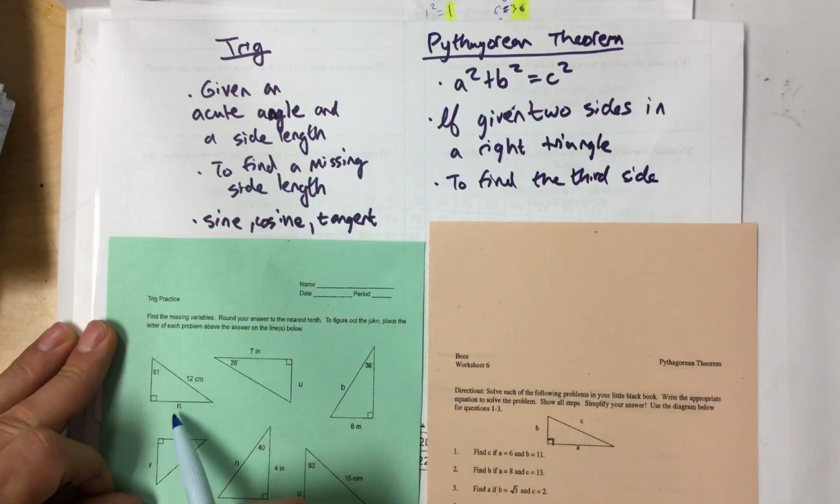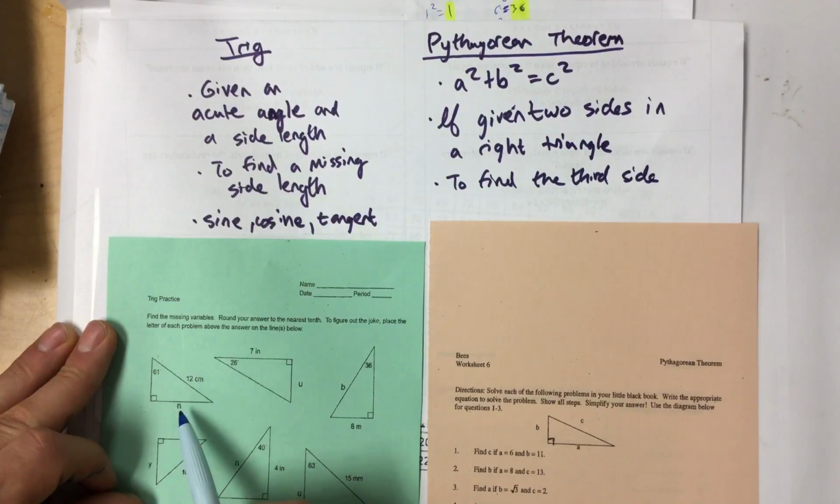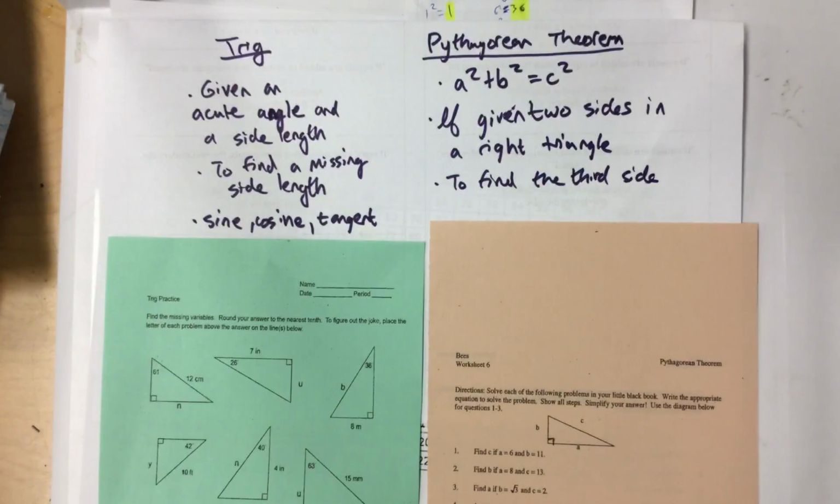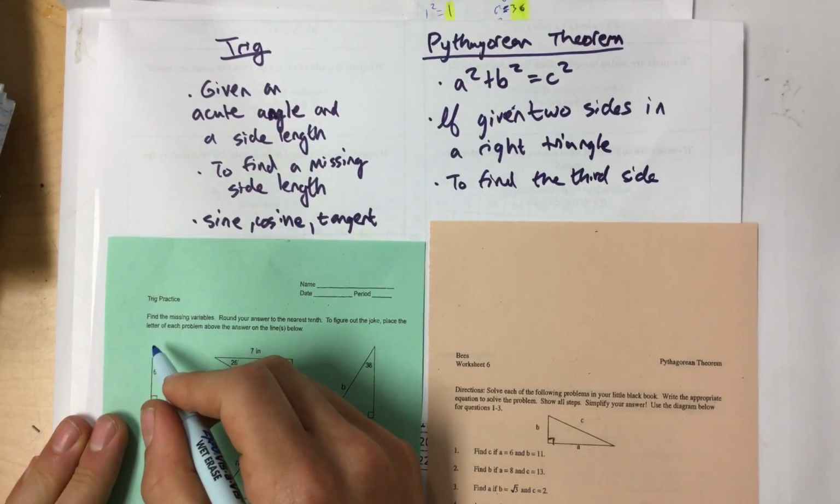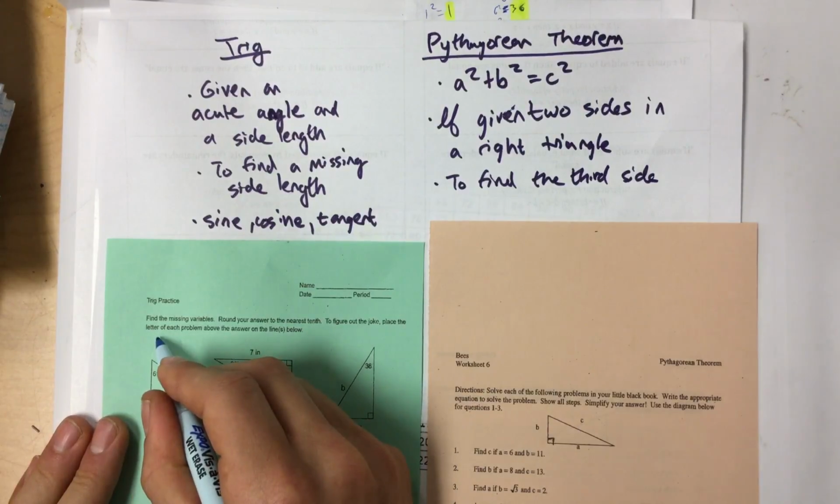But the two sides that we have information about, or that we're concerned with, we're trying to find the opposite, and we're given the hypotenuse. So those are the two we're going to use in our ratio to figure out what trig function to use. So opposite hypotenuse is the sine function. So remember SOHCAHTOA. That will help you remember what trig function to use.